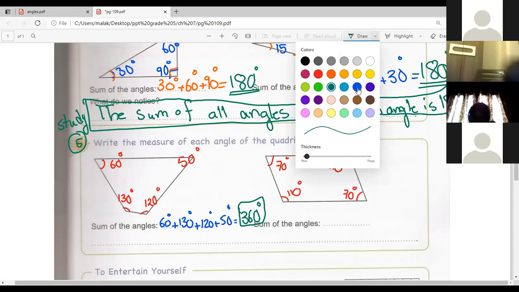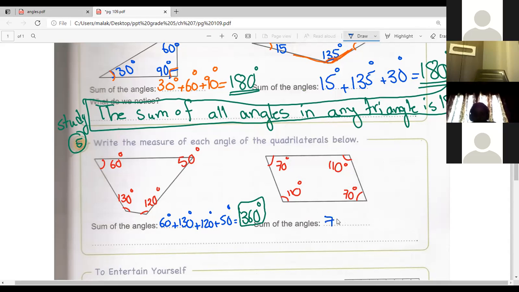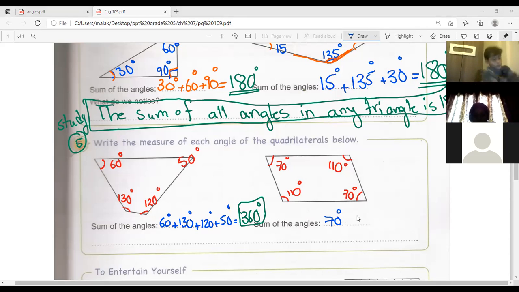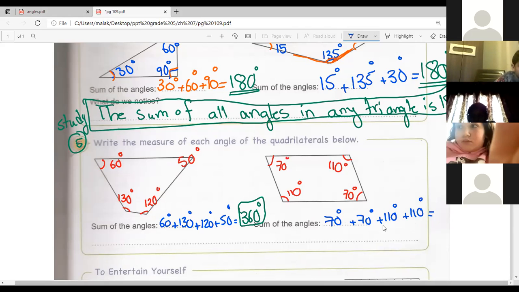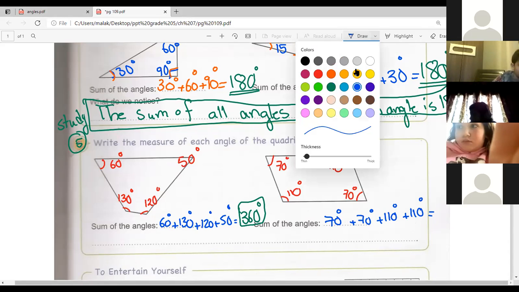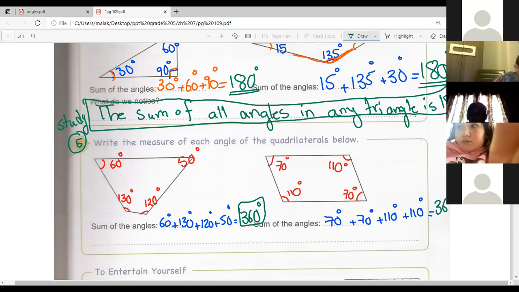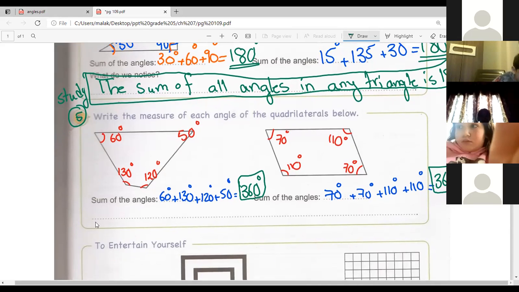The second one, 70 plus 70 plus 110 plus 110. It's wrong here. 360. Bravo. So what do you notice here? What is the sum of all angles in any quadrilateral? 360. So the sum of all angles in any quadrilateral.